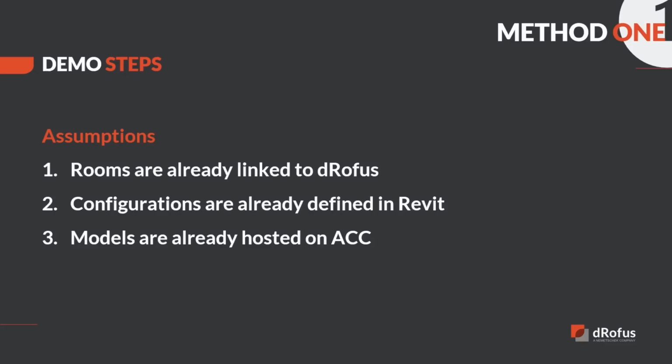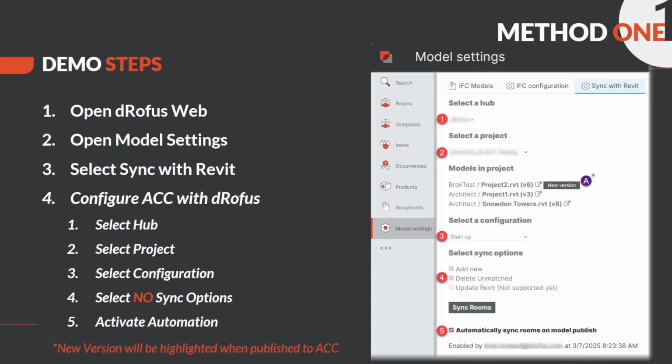The configuration is done in Revit. The rooms are already linked using Revit. The difference here is the model is hosted on ACC. So the Revit user has published a workset enabled file to ACC, and from there we can use that file to synchronize. Here are the steps of how you do that.